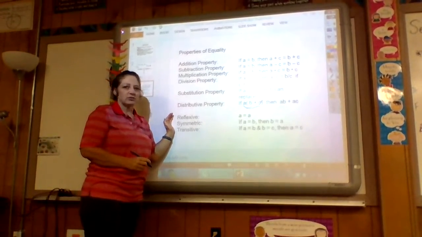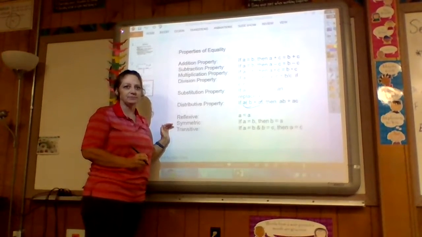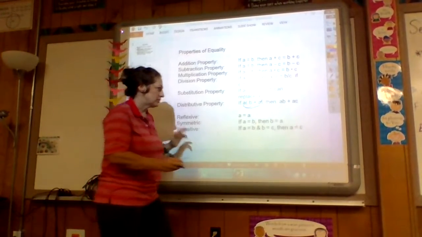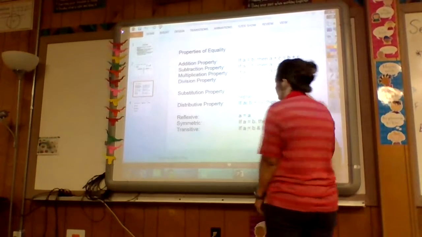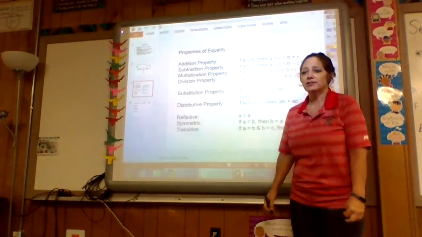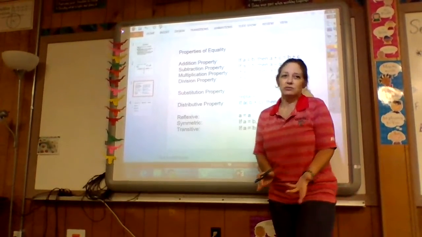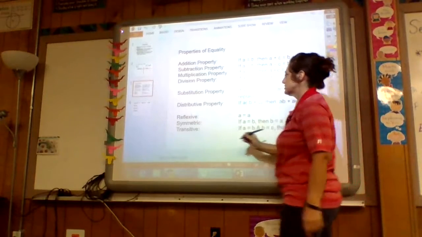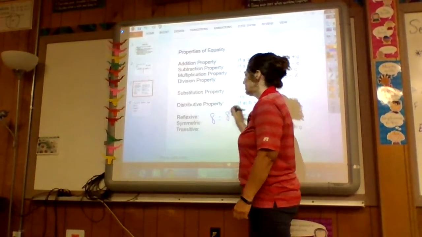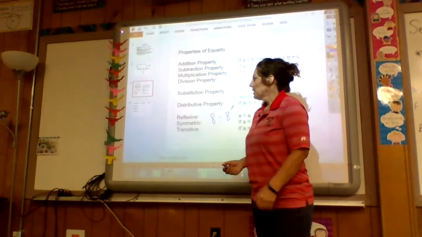I don't know about these three. Have you ever heard the words reflexive, symmetric, or transitive? Maybe. Okay, well, let's remember what they are. So reflexive. Many people think reflection, but don't think reflection. Reflexive kind of seems like it's redundant. It's saying something equals itself. If I have 8 of something over here, it also equals 8 of something over here. 8 equals 8, reflexive property.